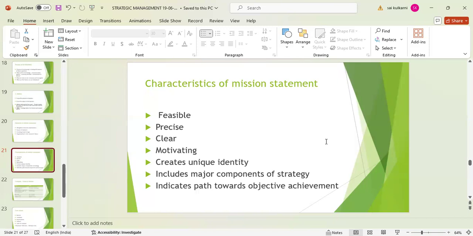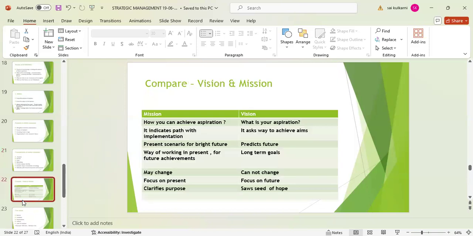So you can relate all these points to the mission statement of DRDO, because we have seen the example just now. So you can relate all these points very clearly to that same statement. Okay. So we have now discussed vision and mission statement and the characteristics of vision and mission statement. Now, what is the difference, or how can we compare these two concepts? You can see in this slide.